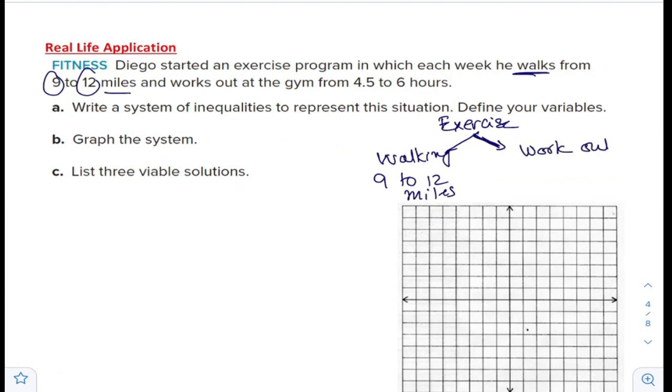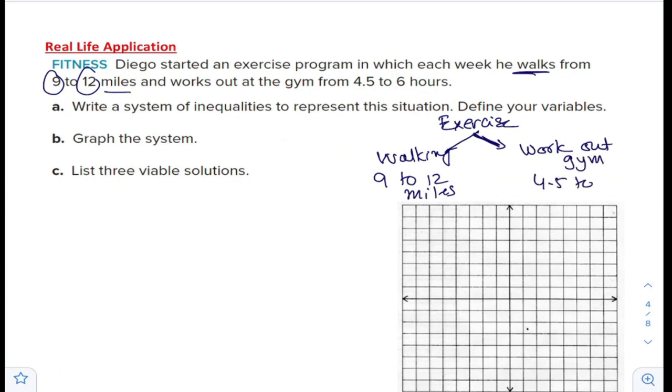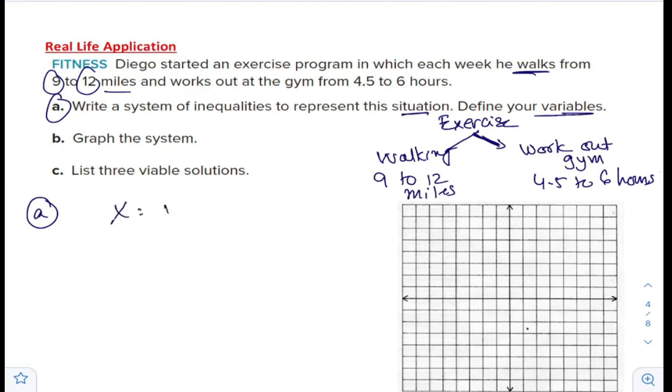عنده نوعين من الأنشطة أو التمارين. Workout in the gym from 4.5 to 6 hours. A, write a system of inequalities to represent the situation, define your values. The most important thing, أهم نقطة إنك تحدد المتغير يمثل ماذا. So in part A, since we have 2 ways of exercising, we can assume that X is the walking hours and Y is the workout in gym.